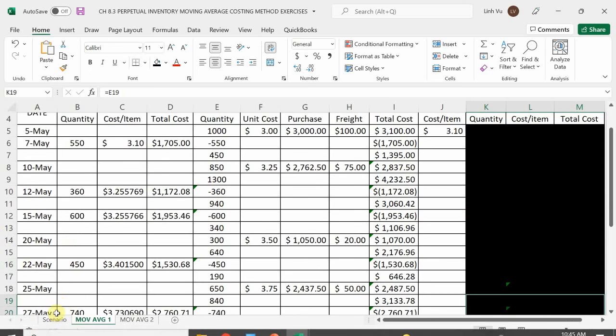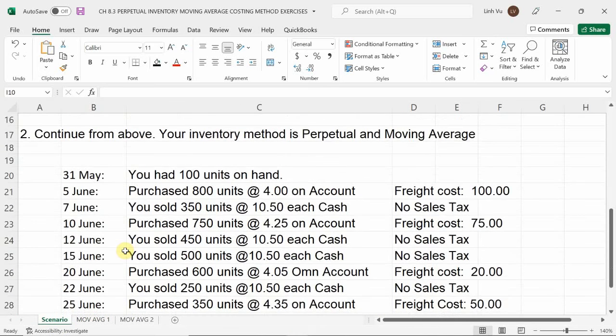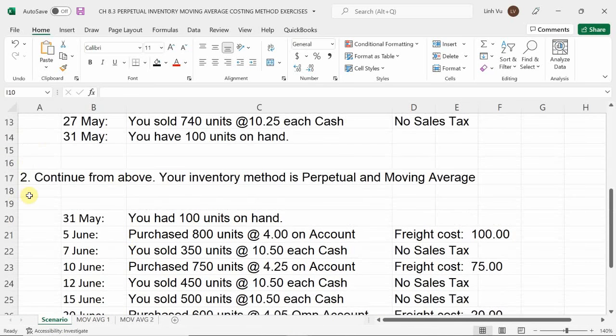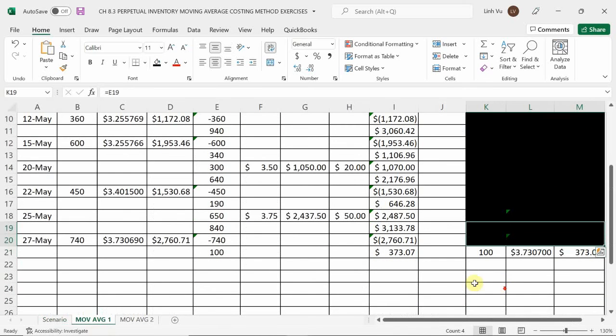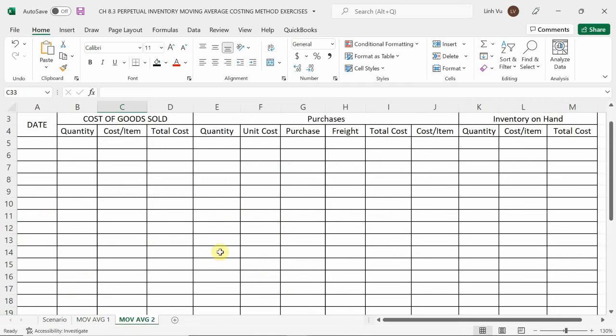Okay? So let's go ahead and see what happened next. We are going to be continuing on this inventory worksheet problem. And it's still going to be perpetual, and it is still going to be moving average. However, the only difference here is that on May 31st, you had a beginning inventory of 100 units on hand, which we know to be true because of this right here. We solved it from our previous inventory worksheet. So that's exactly what I'm going to do.